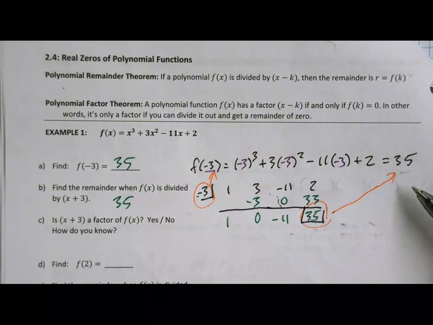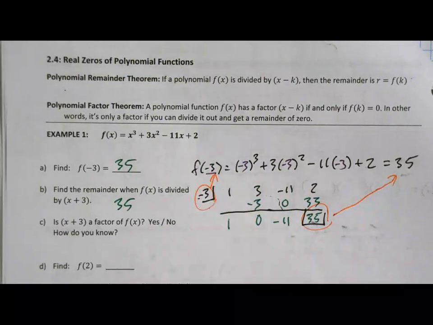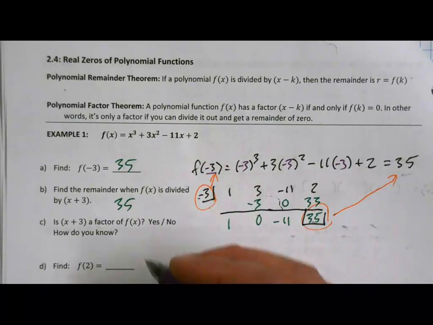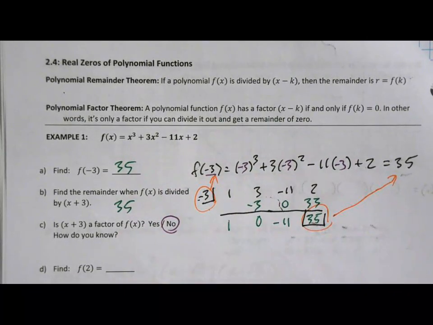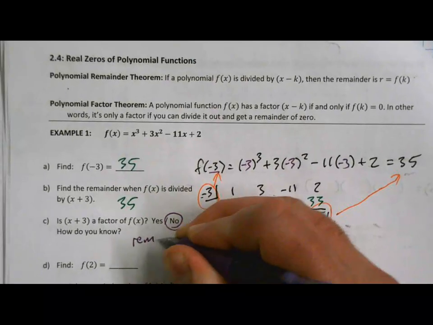Last question here, part C. Is x plus 3 a factor of this polynomial? Yes or no? No. How do you know? Because the remainder was not equal to 0.